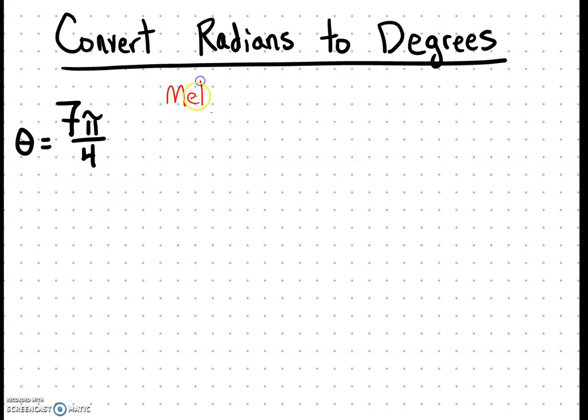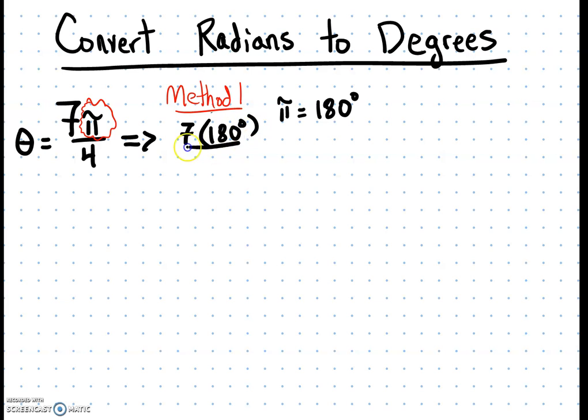So the first method is, I think, the easier of the two, but it's up to you. The first method is to just realize that pi is the equivalent of 180 degrees. So in all of the problems that we do, pi will equal 180 degrees. So when I'm doing my conversion, in the place of the pi, I can write the 180 degrees.